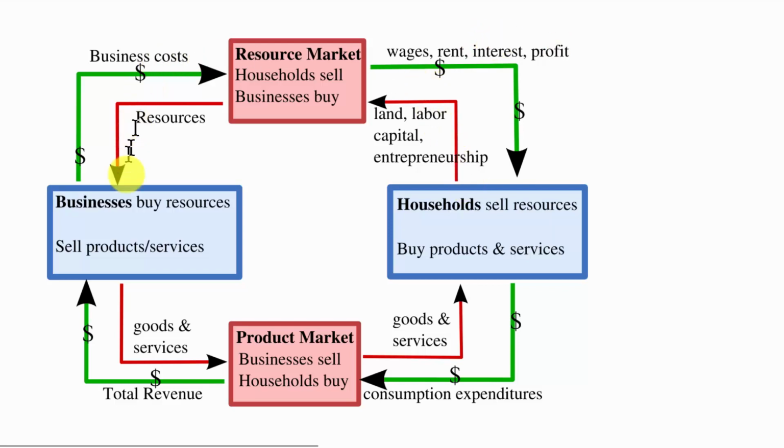On the inside of the circular flow, we have what we would call the real economy. So the money economy in green, the real economy, by which we mean the real tangible stuff, the goods and services that you can see and that you can touch. The resources, the land, labor, capital, and entrepreneurship we talked about just a minute ago, flow from the households through the resource market to businesses, and then businesses produce those goods and services we were talking about, and that real stuff flows through the product market to the households who consume these goods and services.